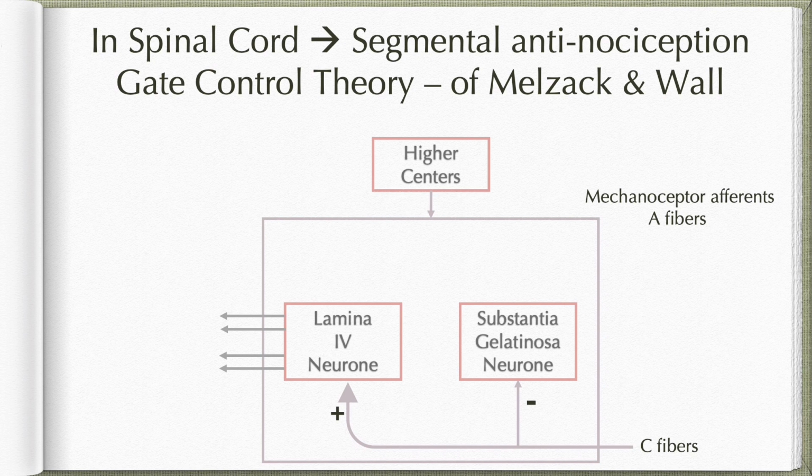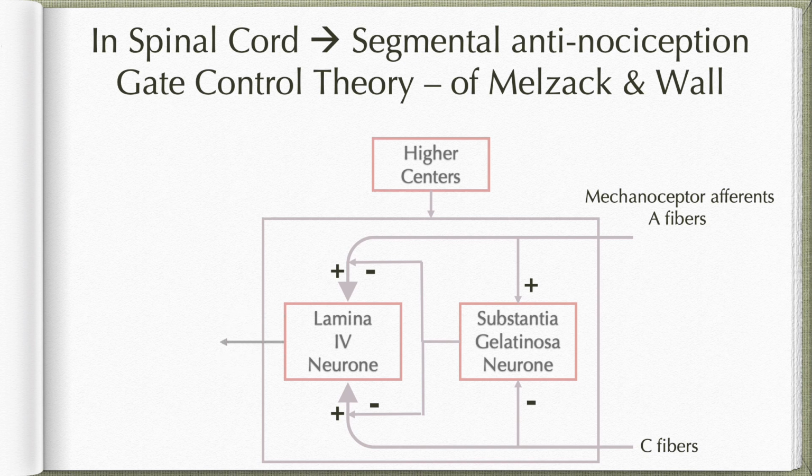However, this channel can be gated by activating mechanoreceptors. Type A fibers, which carry signal from the mechanoreceptors, will again activate the neurons located in lamina 4. But they also stimulate the inhibitory interneurons, which are located in substantia gelatinosa, by collaterals. So this results in presynaptic inhibition of information transmission. So although the neurons in lamina 4 are initially activated, further pain transmission will be blocked. This is the gate control theory.